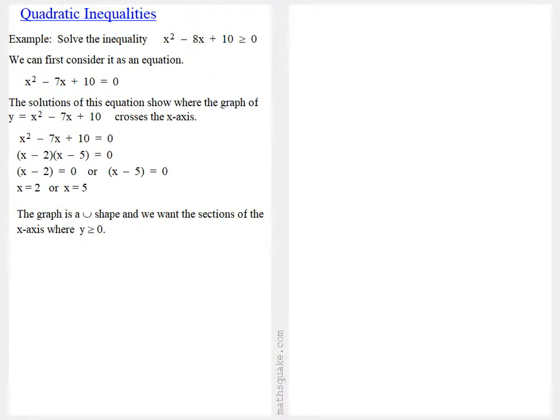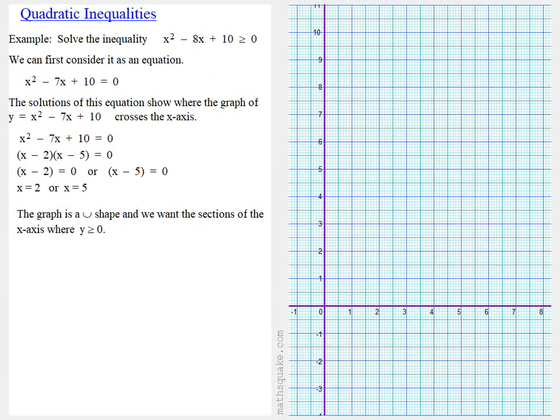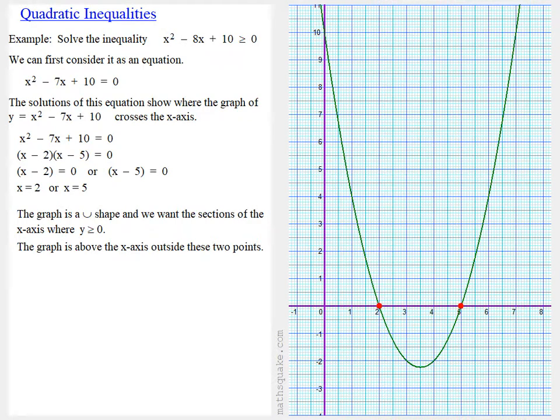Now the graph is a U-shape, and we want the sections of the x-axis where y is greater or equal to 0. So if we draw a picture of the graph and mark the points 2 and 5, the graph is above the x-axis outside the 2 points. This gives us x is less than or equal to 2 or x is greater or equal to 5.